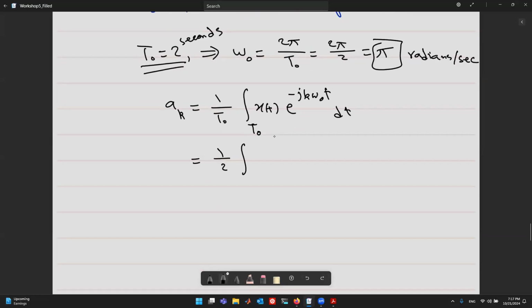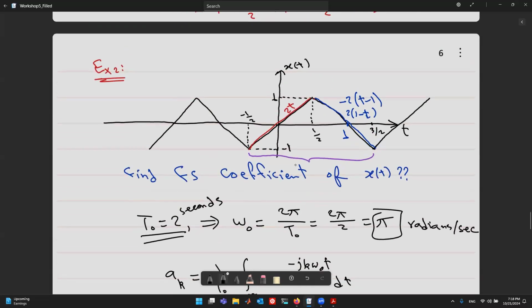From -1/2 to 3/2 of x(t) exponential minus jk omega naught t dt. And over this period from -1/2 till 3/2, the function is defined piecewise. We have one piece, it's just 2t. The other piece is 2 times (1 minus t). So we can split that integral.